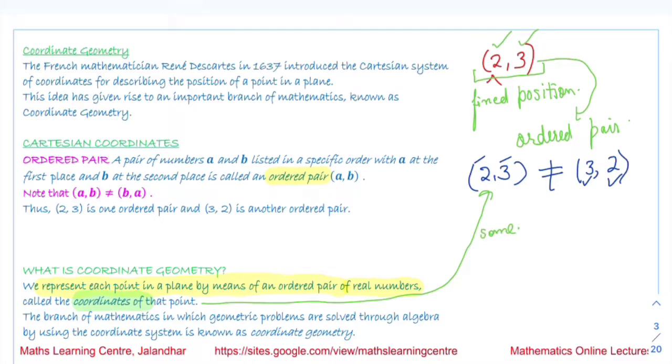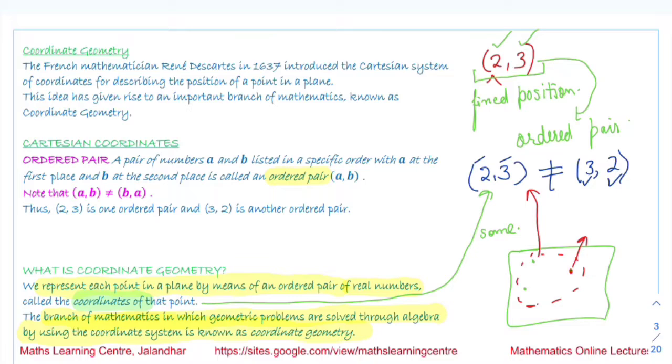And the branch of mathematics in which geometric problems are solved through algebra by using the coordinate system is called coordinate geometry. Suppose some plane is there and some points are there, and we want to study the properties of these points. One thing is we can study them geometrically. Second, we assign an ordered pair to each of these points.